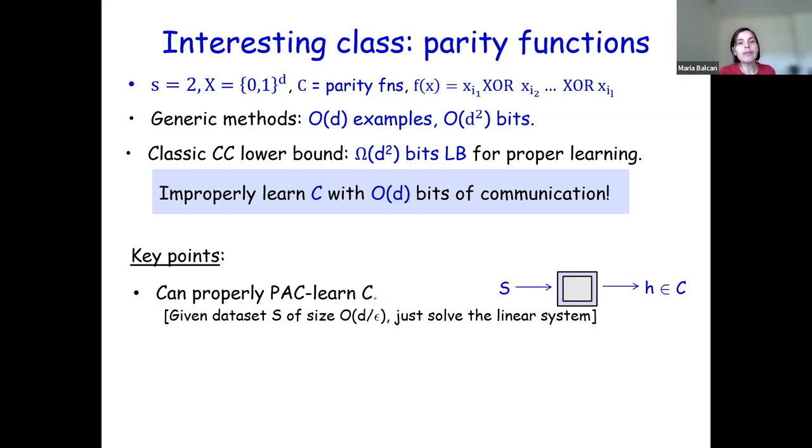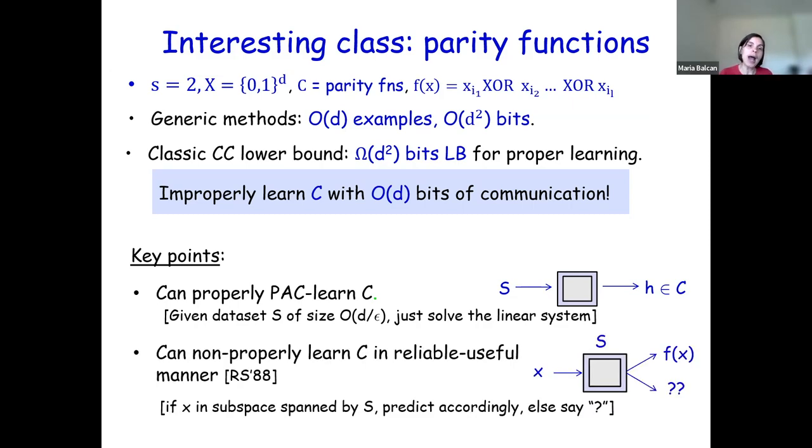So it follows that for parity functions, we have two types of learning guarantees that we can get. First of all, we can properly PAC learn these parity functions. Given a data set S of size d over epsilon, we're able to find a parity H that is consistent with the set of examples, just by solving the linear system.